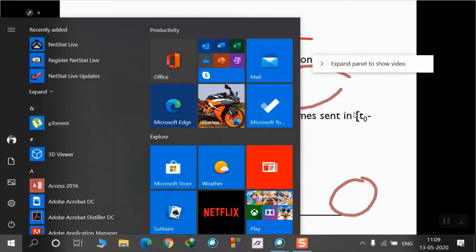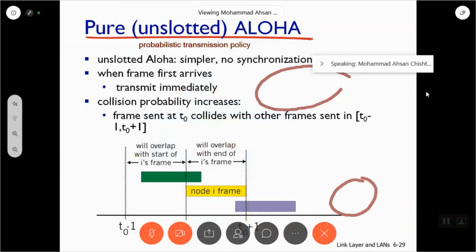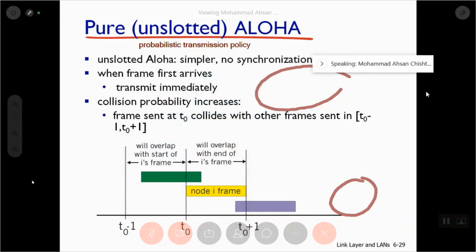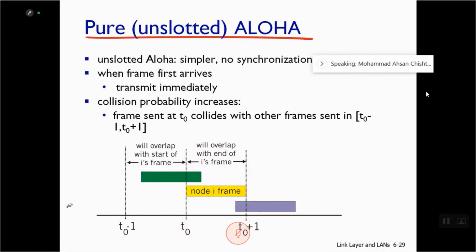Now we saw slotted aloha. This is as compared to unslotted aloha. In unslotted aloha, we do not have time slots, we do not have these nodes who want to transmit sending at the beginning of the time slot. That's why the chances of collision increase.